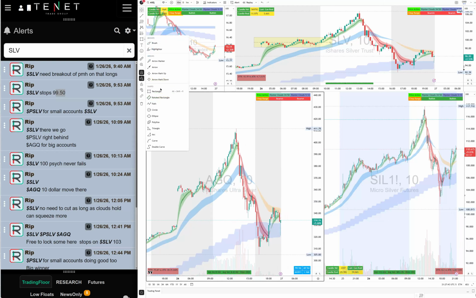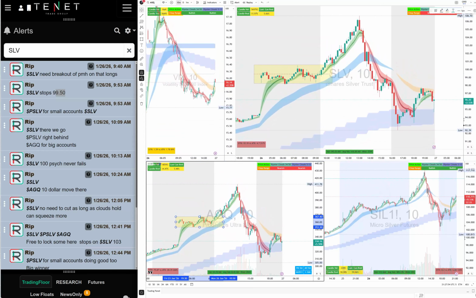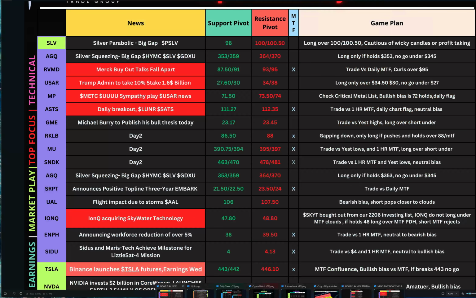So AGQ was a long right here as well. Following silver, you could take 100 shares all the way from 370 to 411. Just an insane amount of opportunities there. That's why they were top plays.